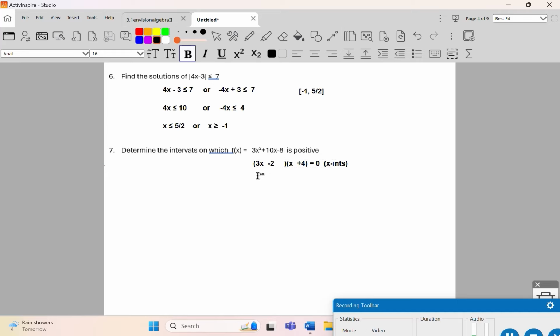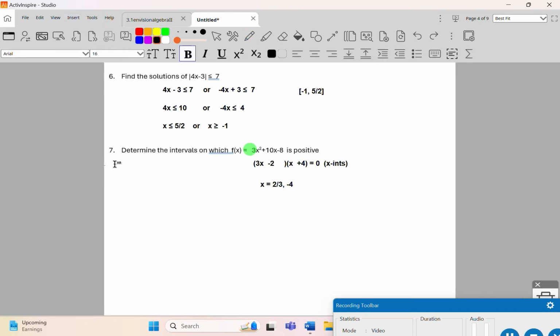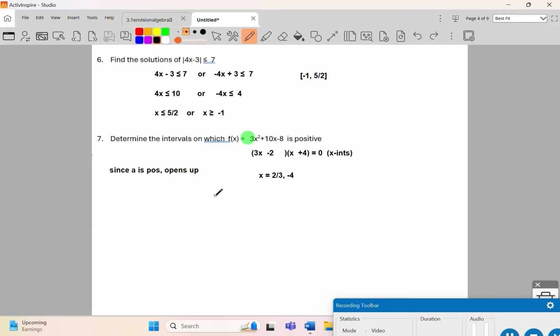And my x-intercepts, if I use the zero product property, are going to be 2/3 and -4. Now, I notice that a is positive. Since a is positive, it opens up. And it's x squared, so it's a parabola.